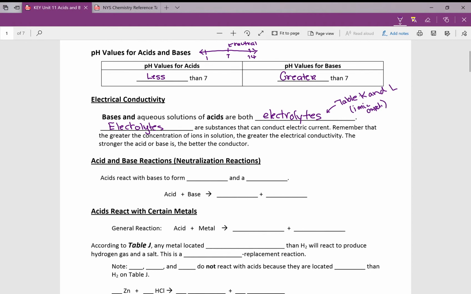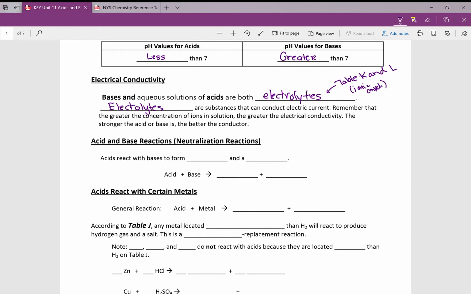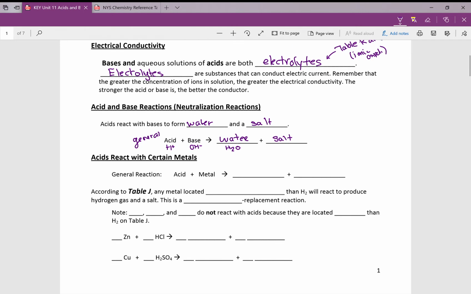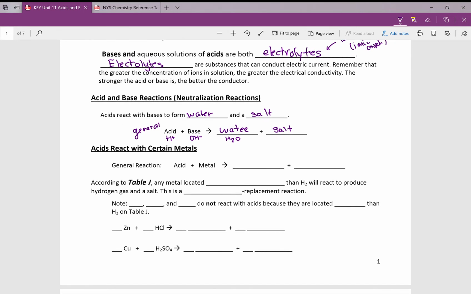All right, one thing that acids and bases have in common with each other is that they can react together to form water and a salt. So this is the general formula that you need to be aware of. The acid and base will produce water and a salt. And we'll get into later in this unit how Arrhenius acids contribute the hydrogen ion or hydronium, and bases contribute the hydroxide ion, and that's going to be able to produce our water when we get into the net reaction.